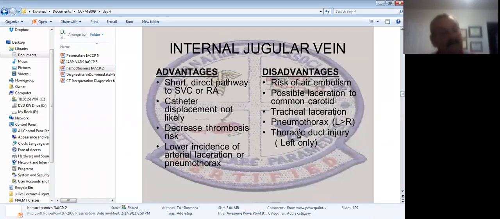So IJs are there. They're easy to hit. They're a short, direct pathway to the superior vena cava or the right atria. Catheter displacement is not common. And there is not a high likelihood of thrombus formation, and there is a lower incidence of arterial laceration and pneumothoraces than with a subclavian. There is the risk of air embolism. It is possible to lacerate the common carotid. By the way, laceration of the common carotid is associated with virtual 100% death.